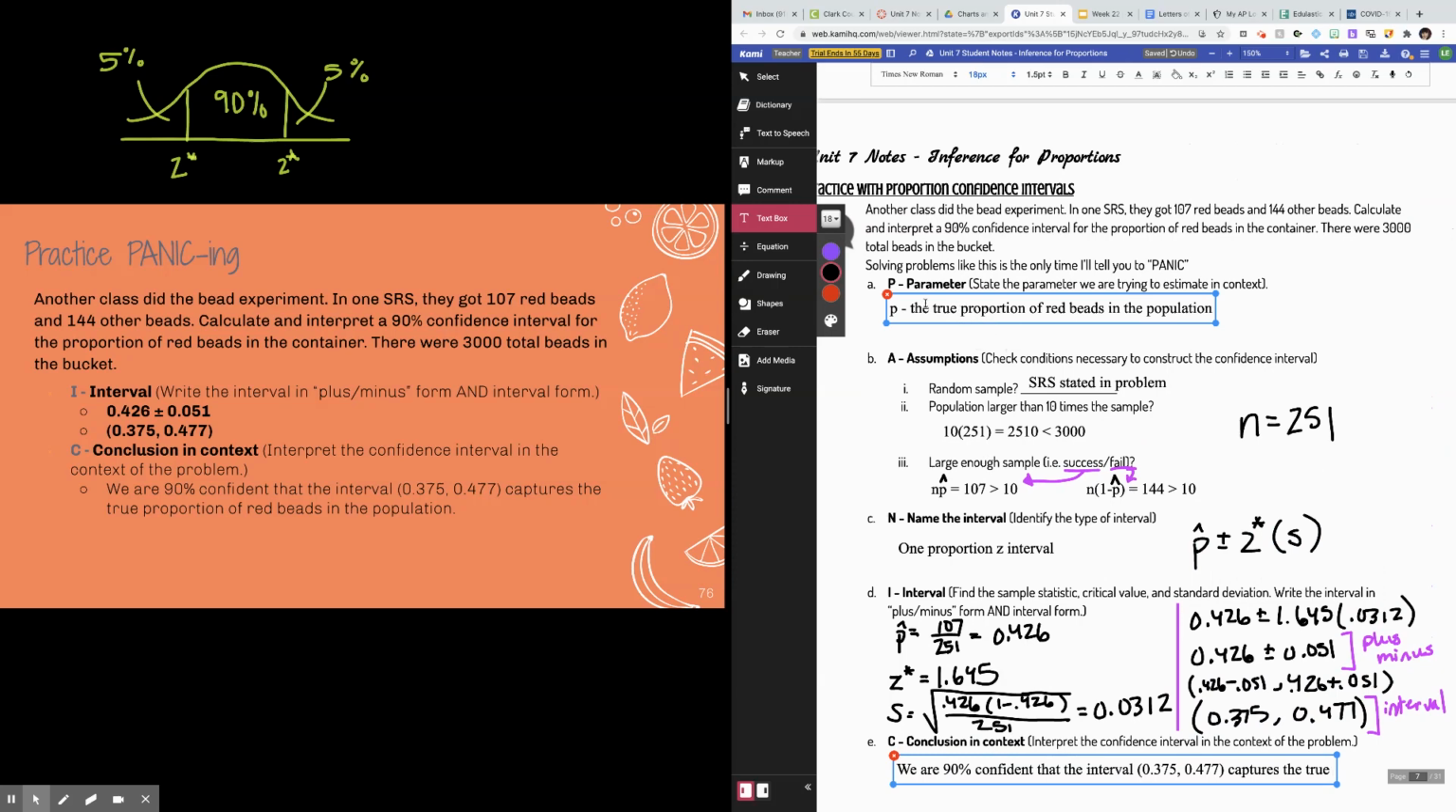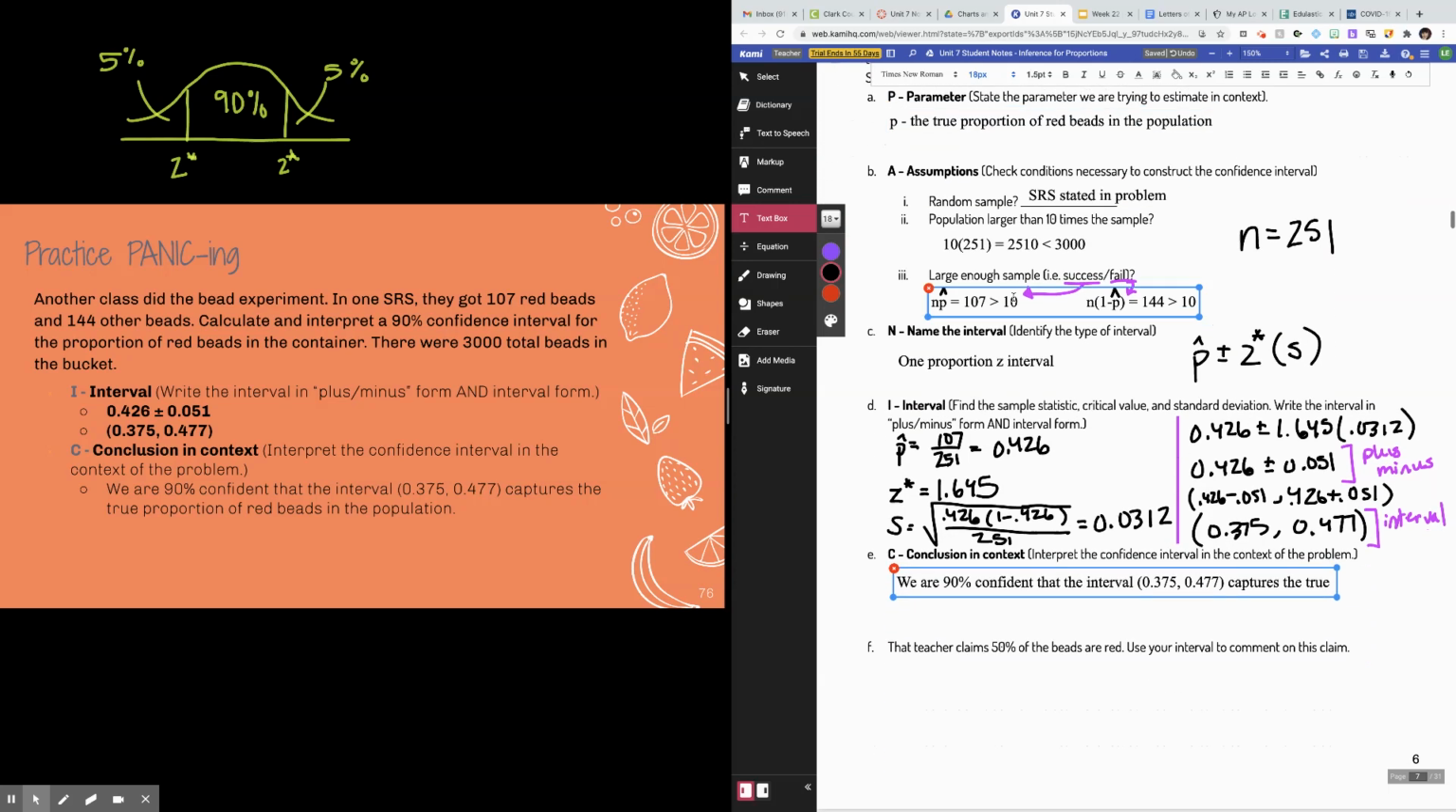parameter in context, right? So that's why I have you state the parameter at the start. All you have to do when you get to the last step is copy what you wrote up here at the top. So it captures the true proportion of red beads in the population.